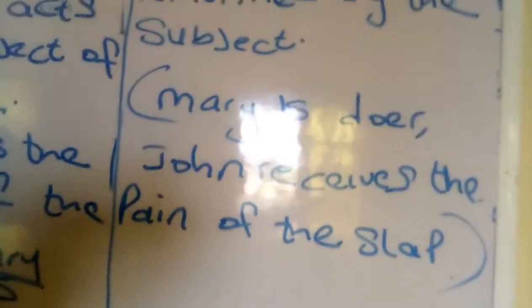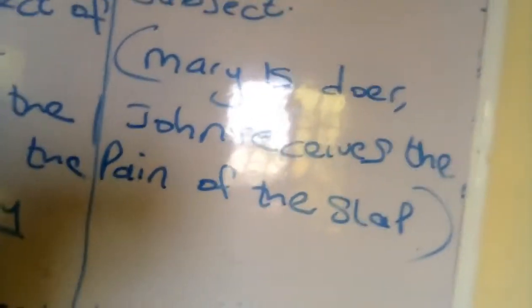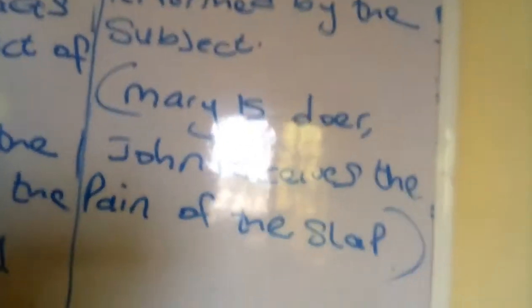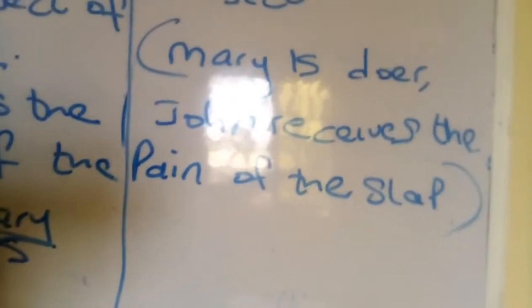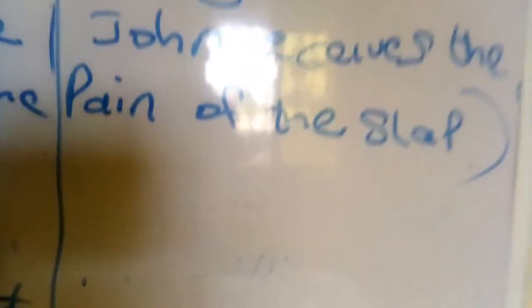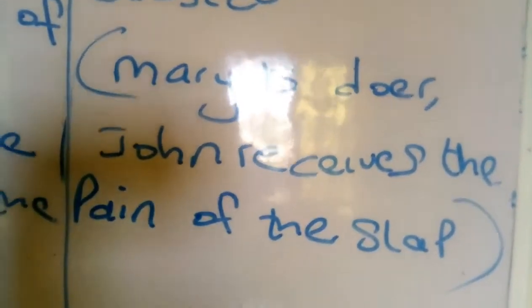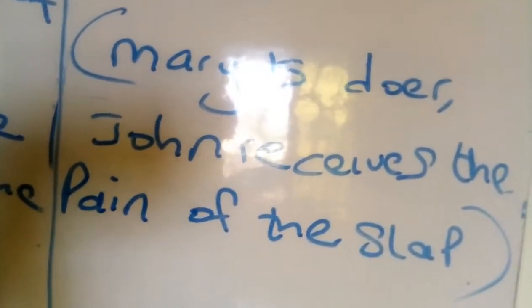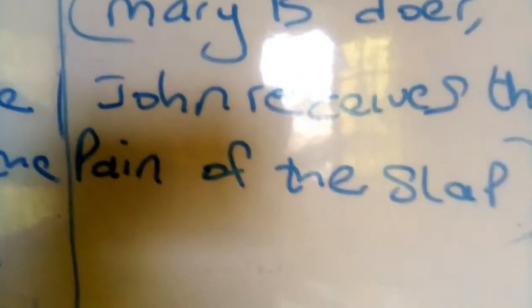Since Mary slaps John, Mary is the doer, the performer. She's the one that carried out the action, and John receives the action because he suffers from the pain of the slap. He's the receiver of the action. So now let's go into examples of how a noun can be the subject of a sentence.